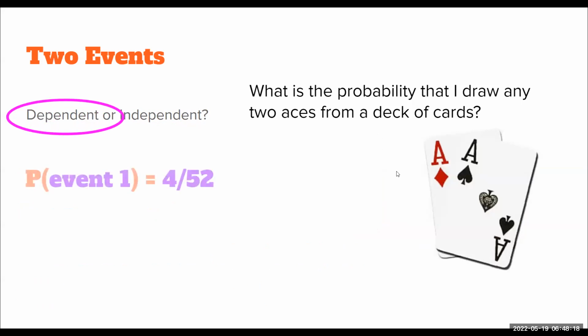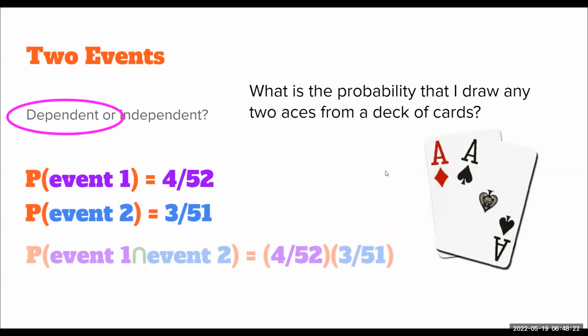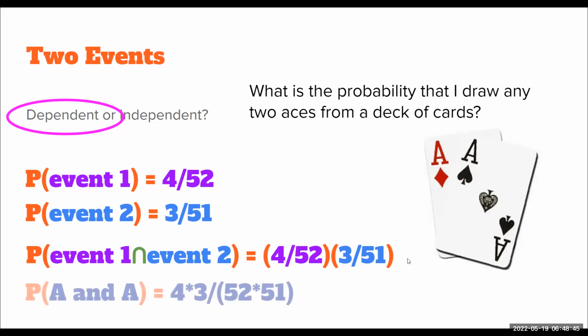If they're dependent now, then my probability of the first event, probability of the second event, I still multiply each of those, right? I have 4 aces in the deck out of 52 cards, but once I draw an ace, then I take the probability of the second event. Now there's only 3 out of 51 cards, but when I multiply those together, I get the probability of the combined event.